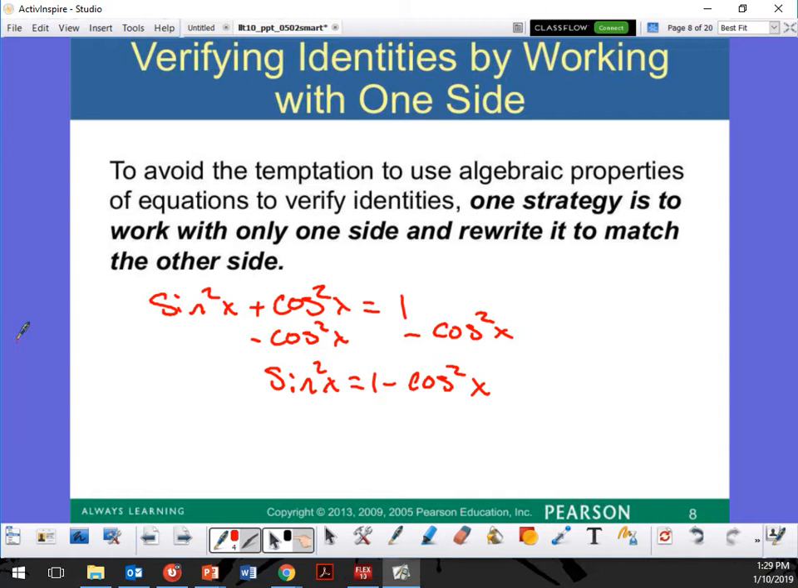And there's another one that you need to know. Whenever you see sine squared plus cosine squared, I can replace all that right there with just 1. I'm going to replace sine squared plus cosine squared with 1. Those are some of your homework problems that you have.